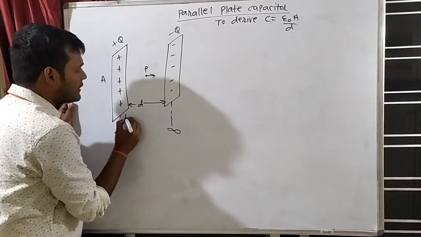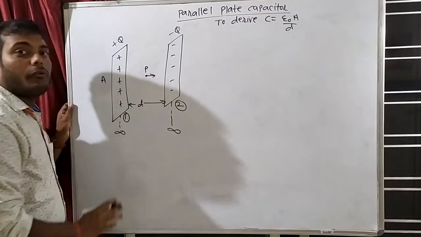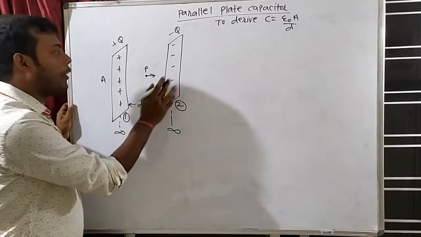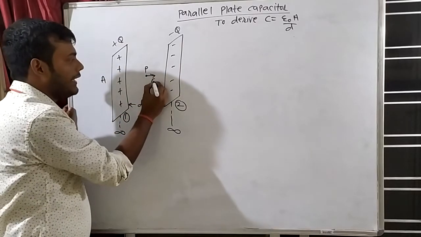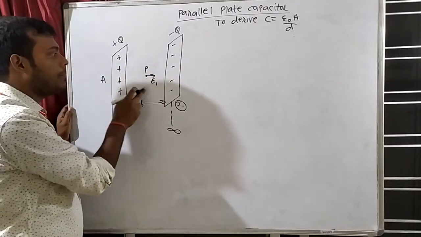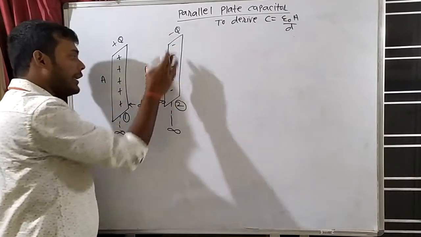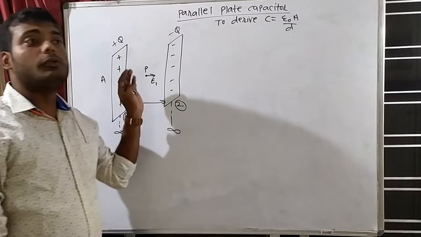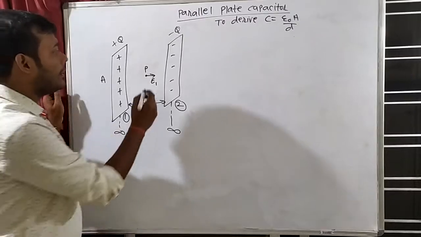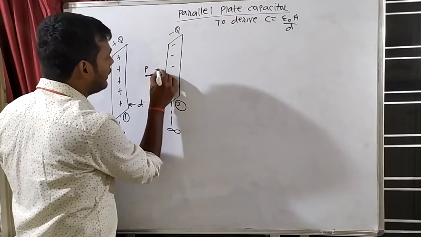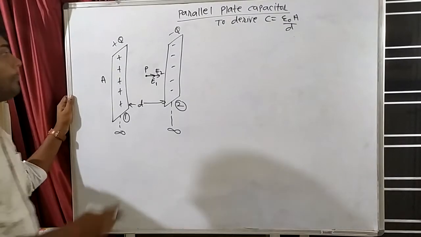So let's say this is our first plate, and this is our second plate. Due to the first plate, what will be the direction of electric field? This is the positive plate, so it will be away from it. That means E1, the electric field due to the first plate, will be in this direction. What will be the direction of E2? This is the negative plate, so at point P the electric field due to the negative plate will be towards the plate. That means E2 will be in this direction. Clear?